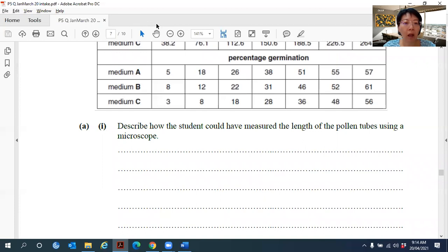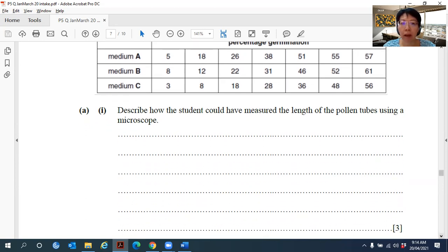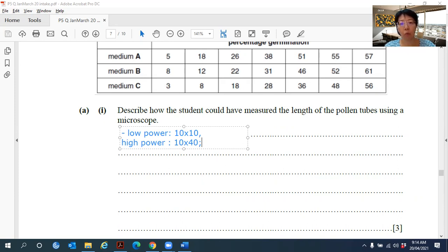Okay, part 1: describe how the student could have measured the length of the pollen tube using a microscope. Total mark is 3 marks. So first you need to mention what magnification you're going to use to measure it. For a light microscope in the lab, the magnification that you have learned is either low power, which is only 10 times 10, or the high power, which is actually 10 times 40. Therefore, 1 mark is given for students who say to view the pollen using the microscope at a magnification of 100 or 400. So there's 1 mark for that.